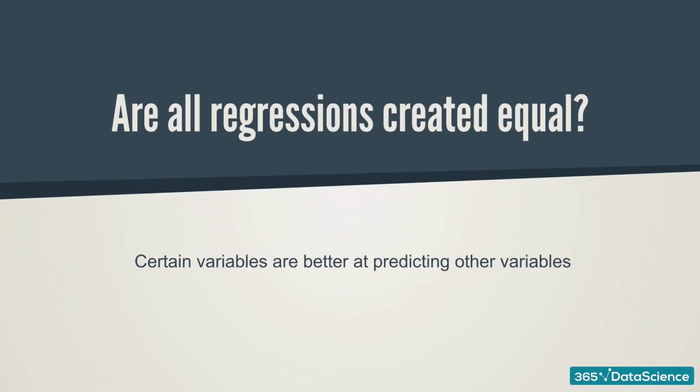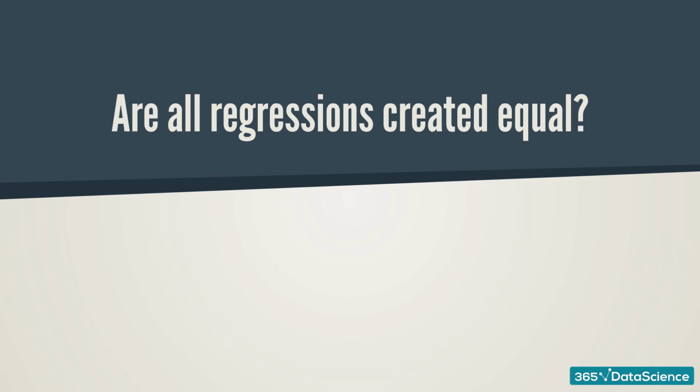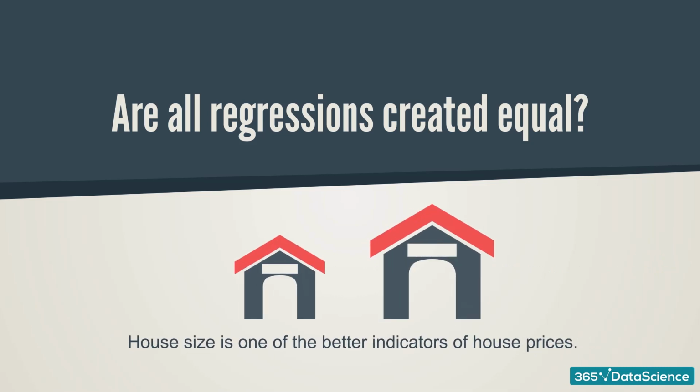Before creating a regression, use your intuition. We need to think of the following question. Are all regressions equally good? Are there explanatory variables that do a better job in describing certain independent variables? There are. House size is one of the best indicators of house prices. Therefore, it makes sense to explore the relationship between the two variables through a regression.